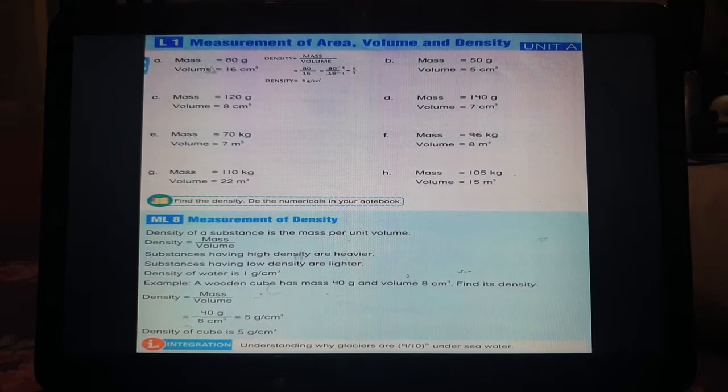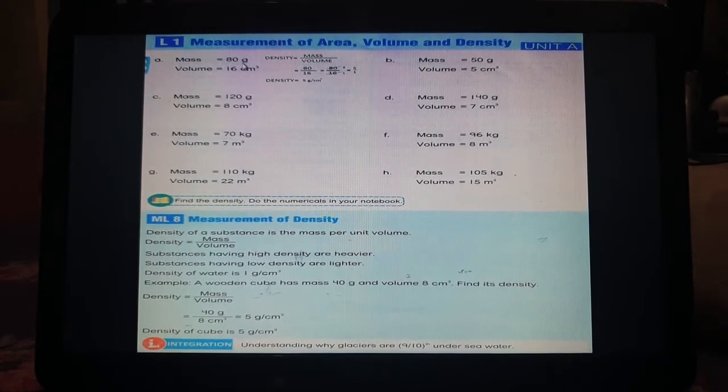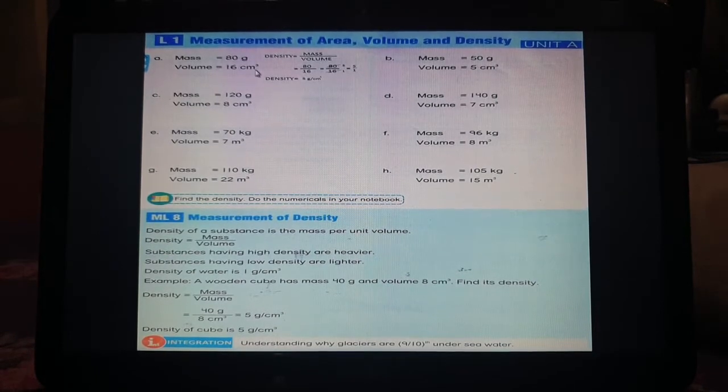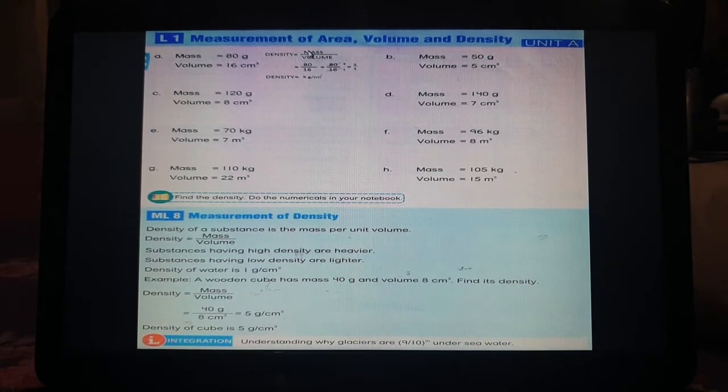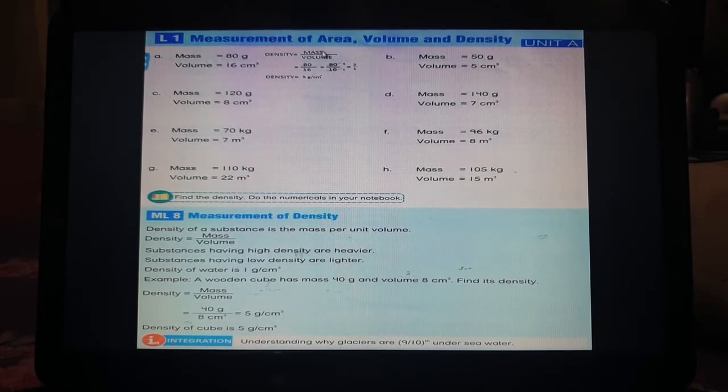Okay, so let me take that. If I have a mug, the weight of the mug is 80 grams. And second, the volume of the water which is present inside that mug is 16 centimeter cube. And if I want to calculate the density, the formula is given by mass divided by volume. Density is the ratio of mass and volume.